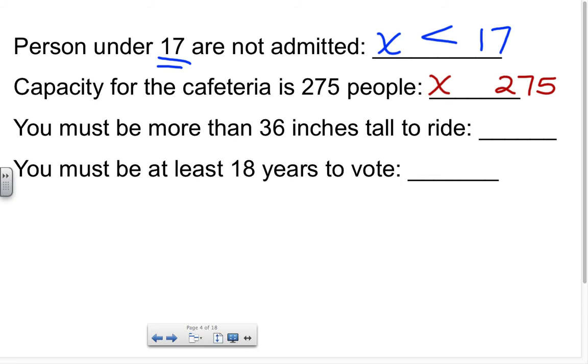So you're thinking, okay, so it can be equal to 275, but it has to be less than that. We can have less than that in there, or equal to that, and we'll be okay. We will not violate fire code.